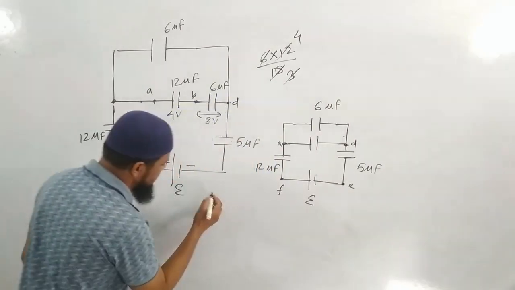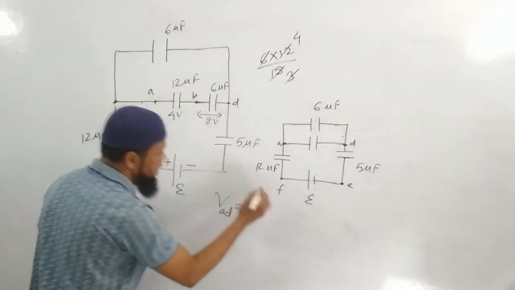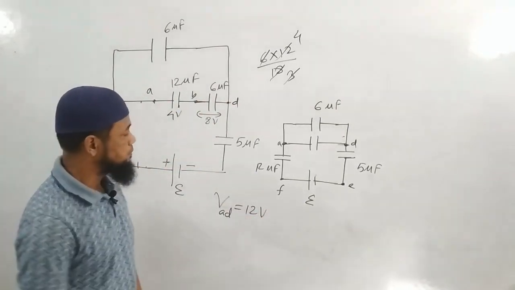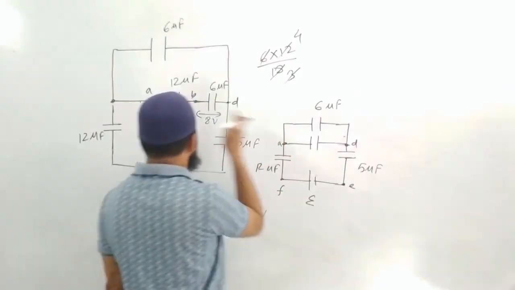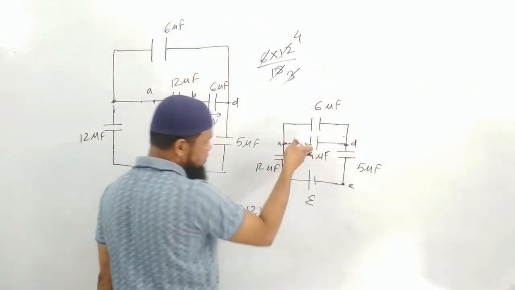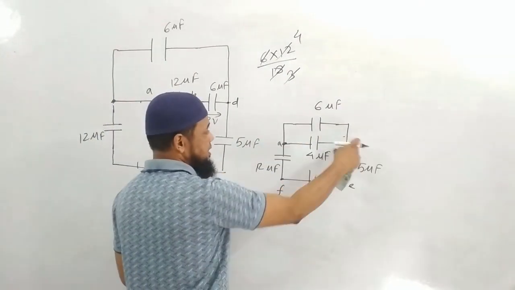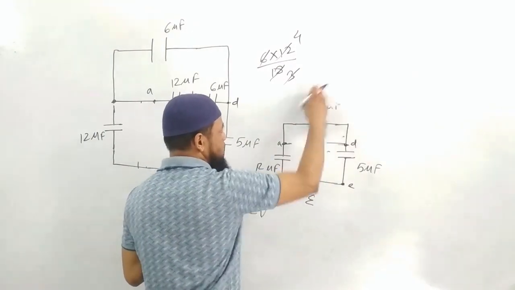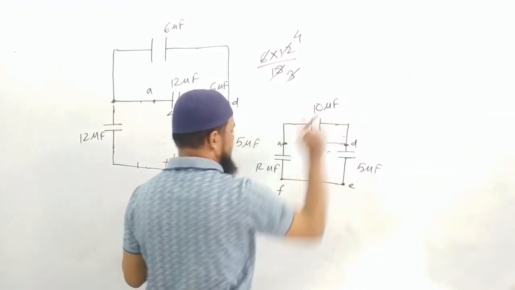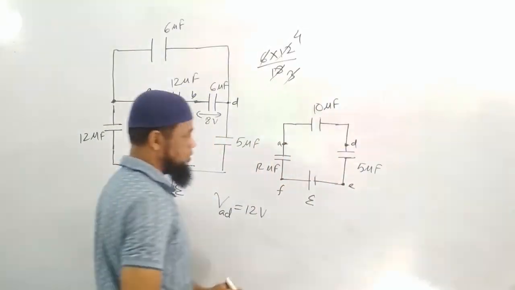Okay. So how much is VAD we have found? 12 volt. So the equivalent of these 2 has come out to be 4 microfarad. Now see, 4 and 6, they are in parallel between A and D. So equivalent capacitance between A and D will become how much? 10 microfarad.